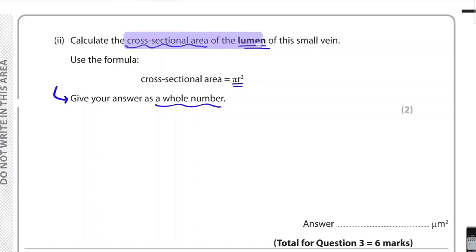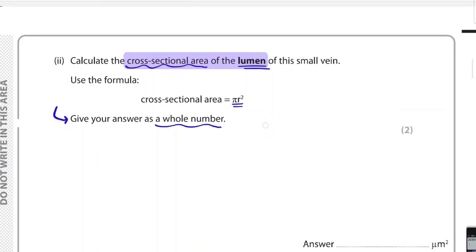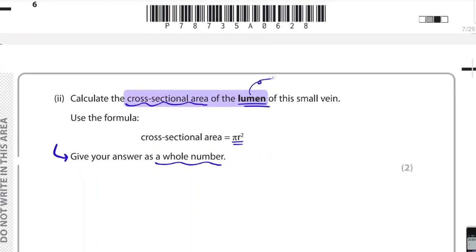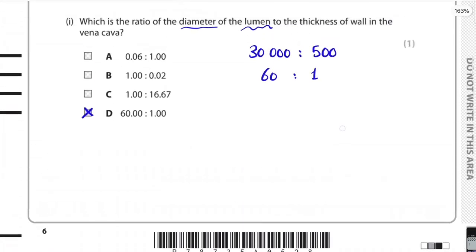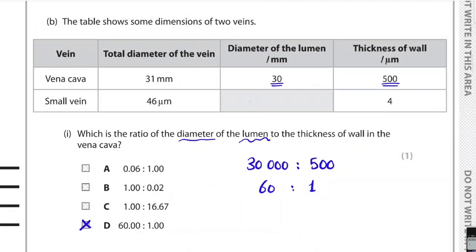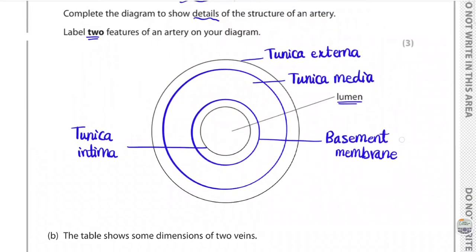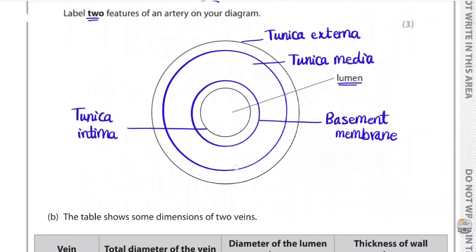We need the cross-sectional area of the lumen of this small vein. So if I need the cross-sectional area of the lumen, this means that I have to get the diameter and the radius of this lumen first. Do I have it in the table? No, I don't have it. So how am I gonna get it while I have the total diameter of the vein and the thickness of the wall? So let's actually imagine this. Think of it from the diagram here. We know this is an artery, but it has the same idea.